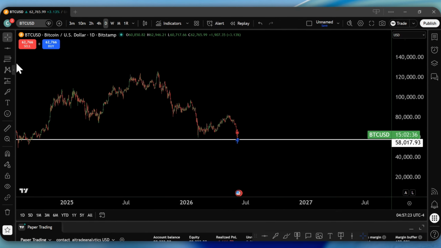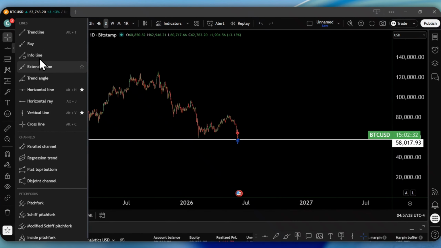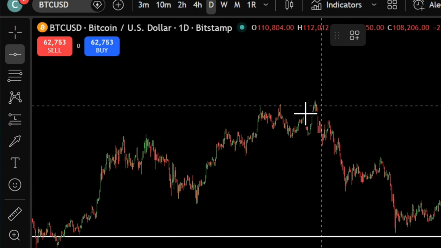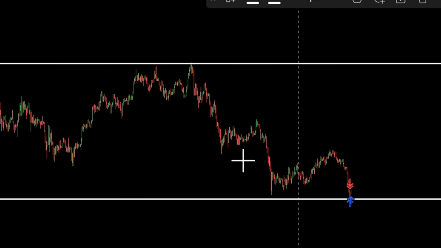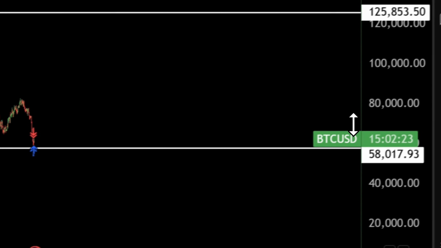Place the entry where you want to enter. Place the stop loss below the level that would prove your idea wrong. Then place a profit target above the market. Immediately, TradingView shows a risk-to-reward ratio.